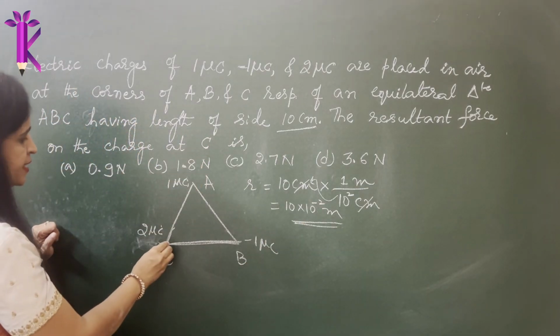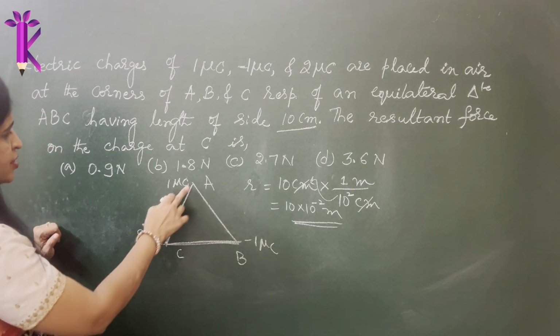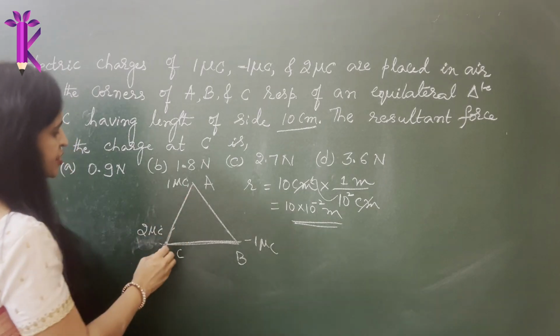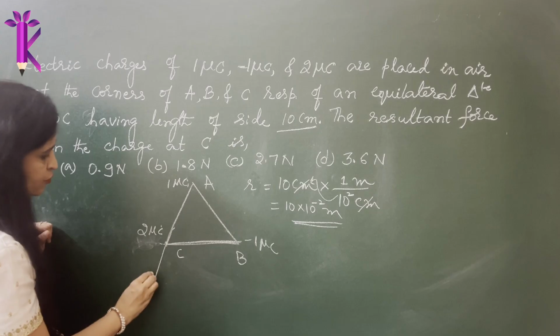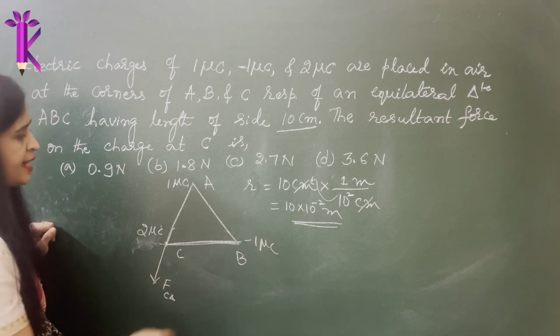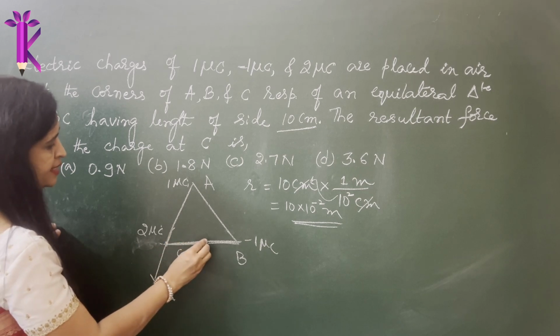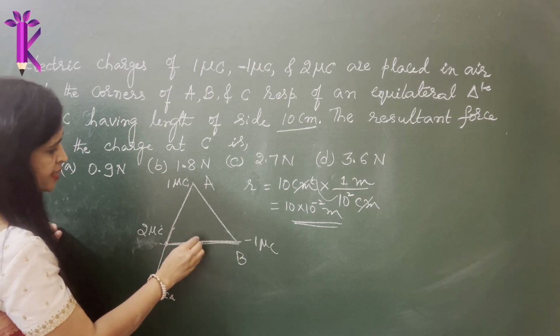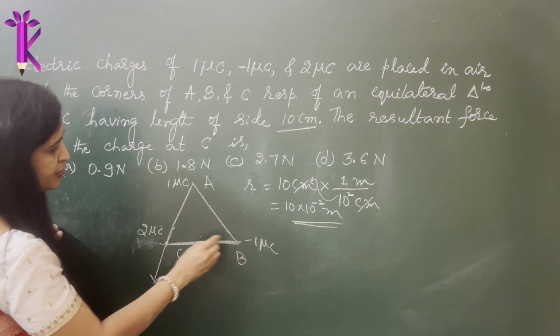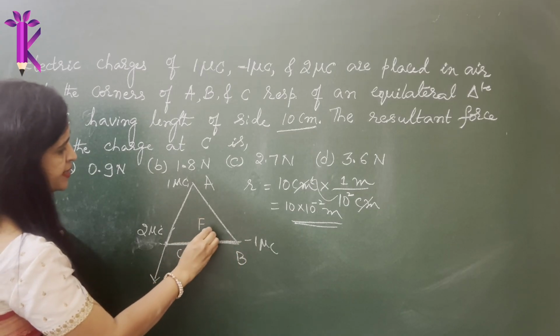Now the resultant force on the charge at C. So what will be the resultant force experienced by the charge at C? Now this is positive and this is positive. So due to the charge at A, it will experience a repulsive force in this direction. So force experienced by C due to A is in this direction. Since this is positive and negative, it will experience the same amount of force, both of equal magnitude, but it will experience an attractive force. So force experienced by C due to B.